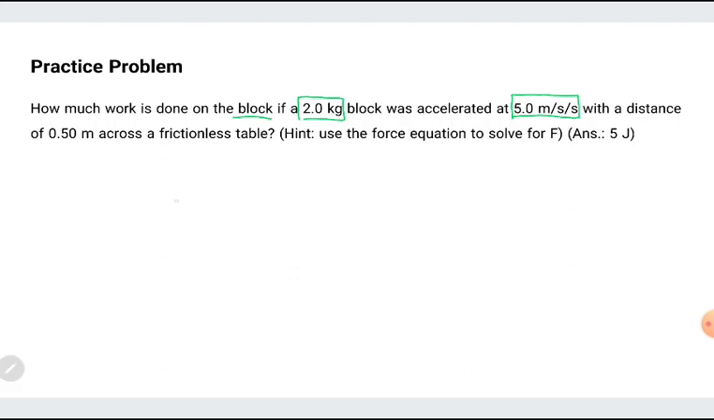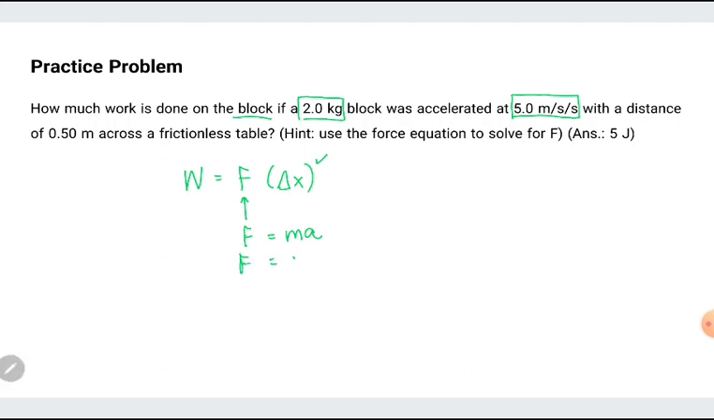Okay. So this is not a straightforward problem. Work is equivalent to force times the change in position or the displacement. You are given the displacement but not the force. To solve that, we will use the equation we derived from the second law of motion, which is force is equivalent to mass times acceleration.